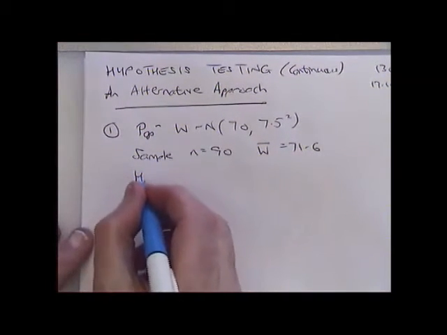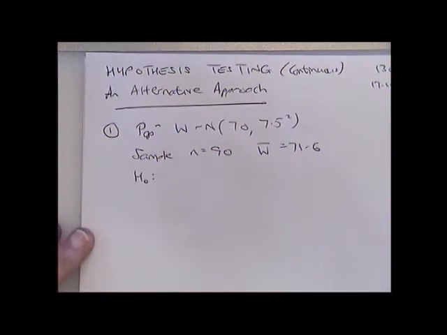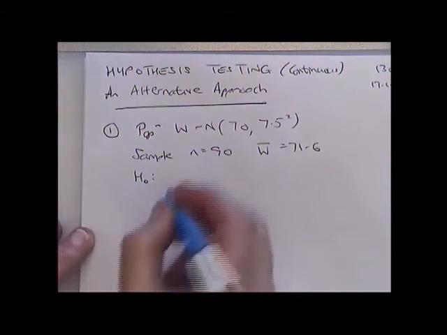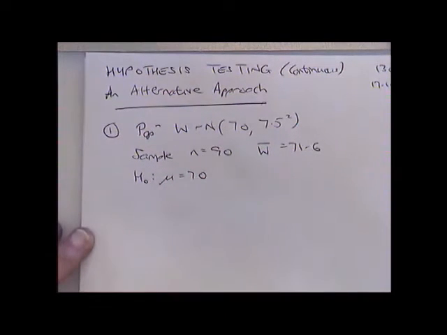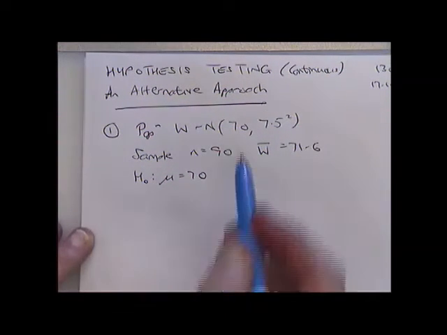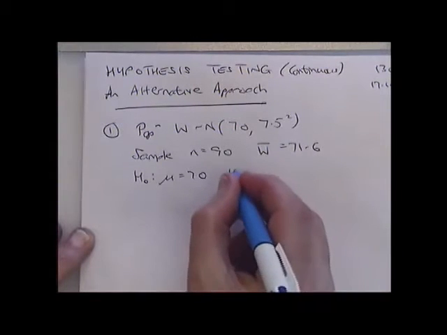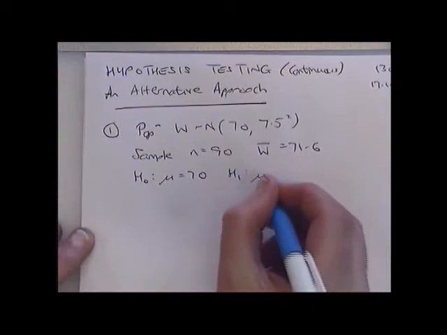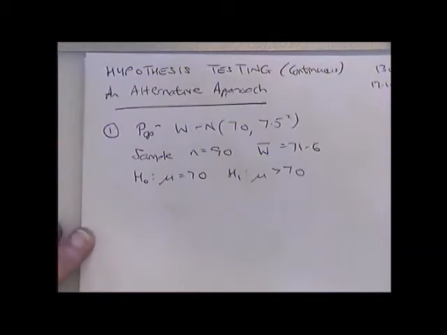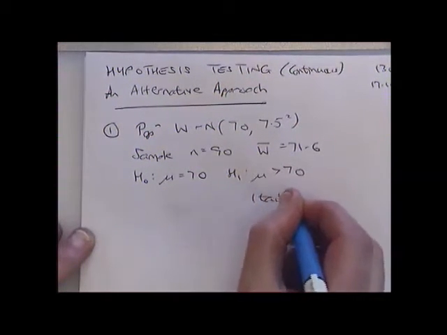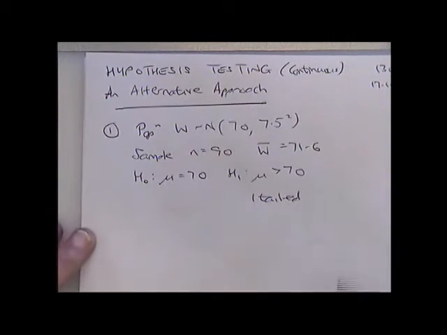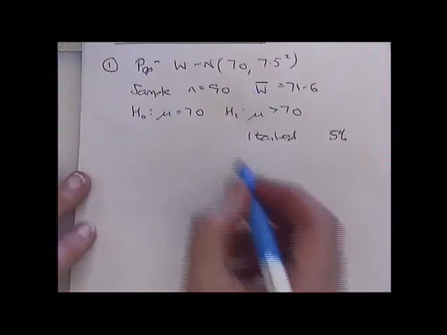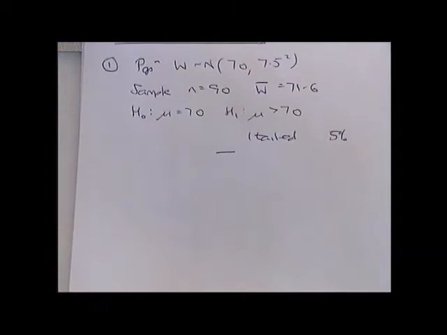We have been asked to test two hypotheses. H0, the null hypothesis, is mu equals 70. In other words, nothing has changed from what we have known about the population. H1, the alternative hypothesis, is mu is greater than 70. What sort of test are we going to do? Yeah, so it'll be a one-tail test. And we are told the significance level we are using is going to be 5%. Okay? So that is the information that we are given in the question in sort of summary form.